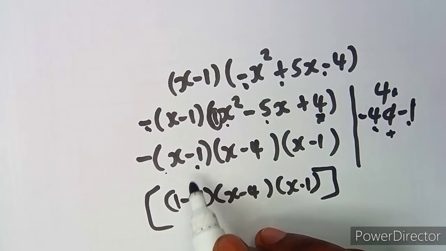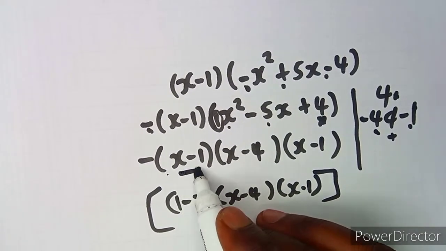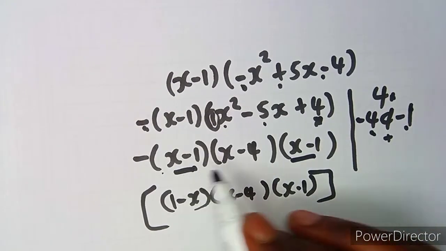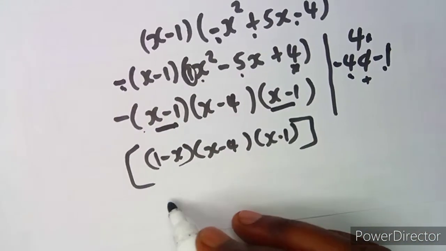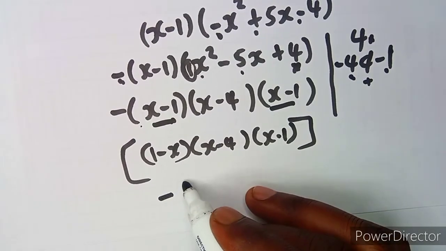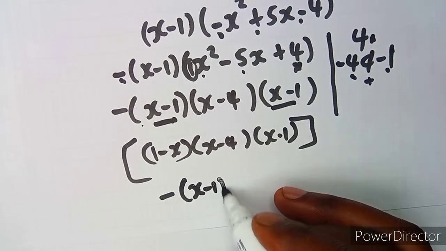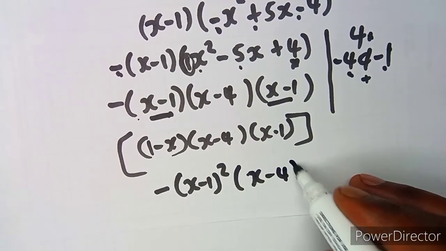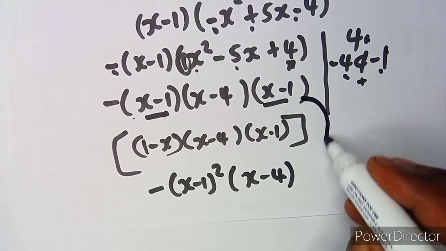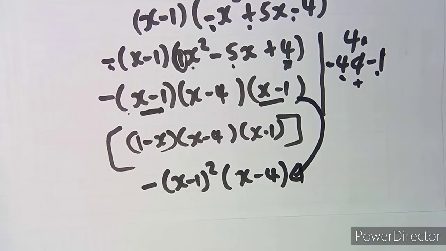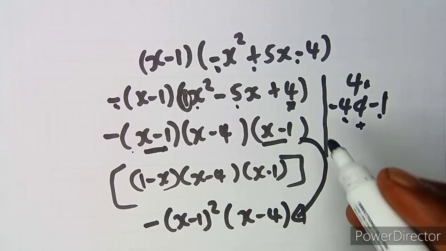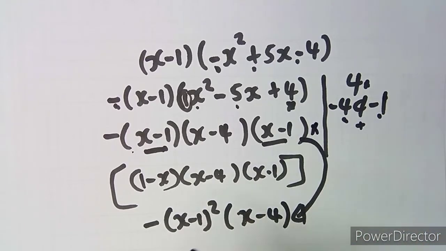And also, if you consider this part, there is x minus 1, times x minus 1. So also you can write your answer like minus into x minus 1 squared, into x minus 4. Still one and the same thing. From this stage, you can also write it in this way. Depending on the way that you have written, as long as you're at this stage, you have the final answer.